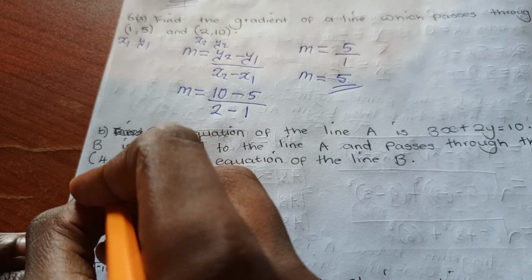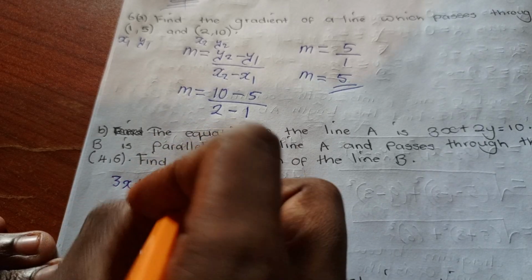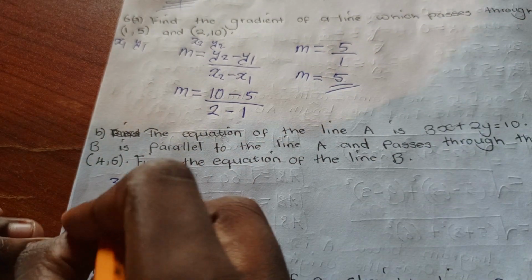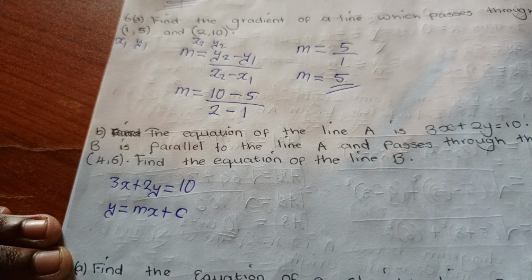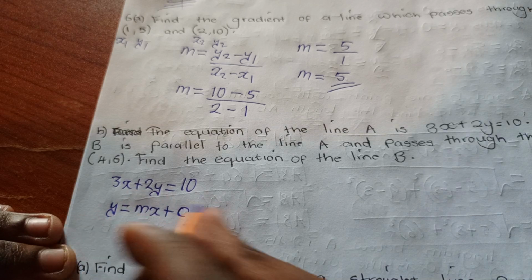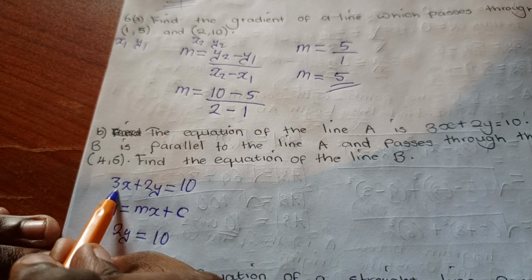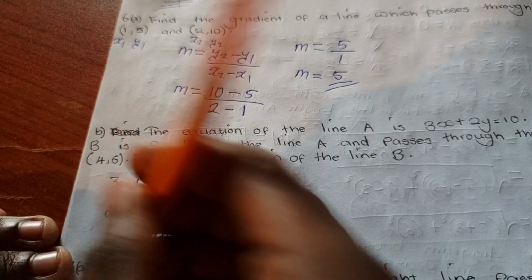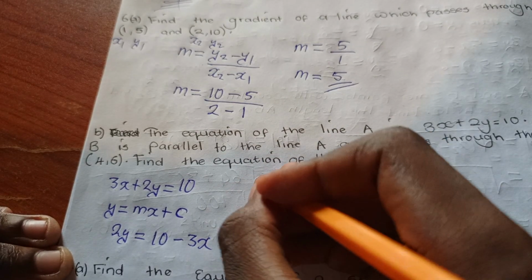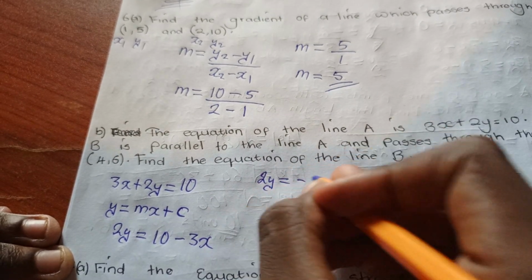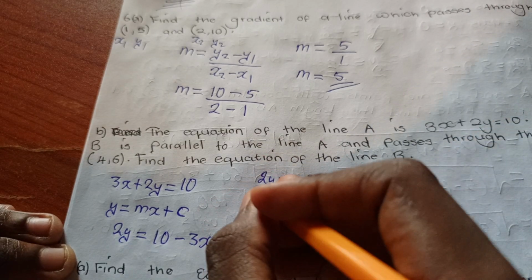So the equation is 3x plus 2y is equal to 10. So it has to be in this form: y is equal to mx plus c. So we can arrange this. So 2y is equal to 10, then the 3x crosses the equal sign, it becomes negative 3x. So I have 2y is equal to negative 3x plus 10. So we divide throughout by 2.